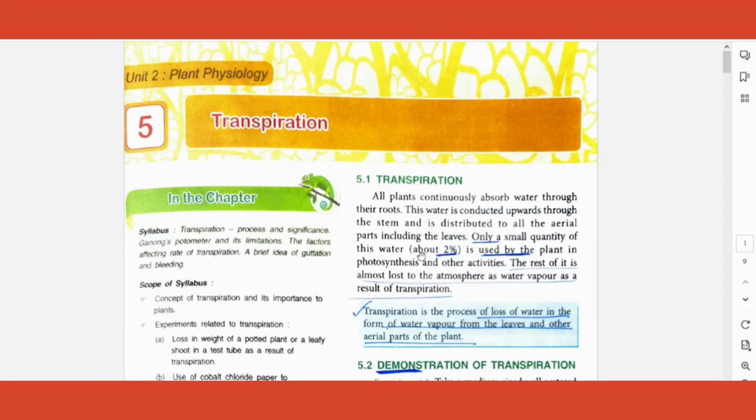Another thing that I've marked here, you can notice, is the amount of water that the plant eventually uses out of how much it is absorbed. So if 100% of water is absorbed, only 2% it uses. The rest is lost as transpiration. Very important for you from the exam point of view.